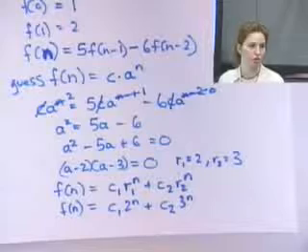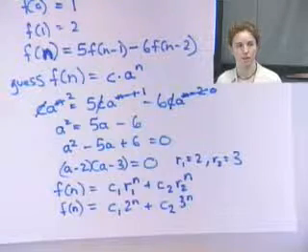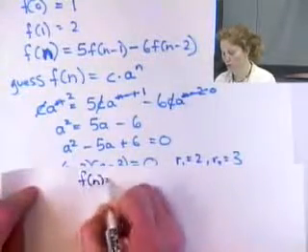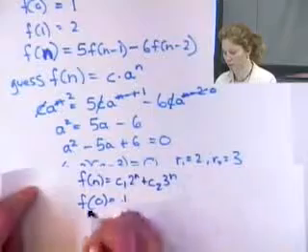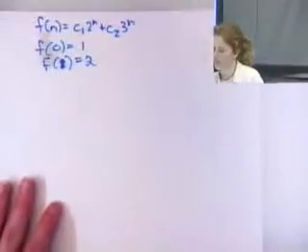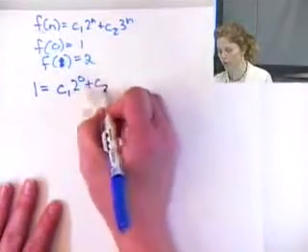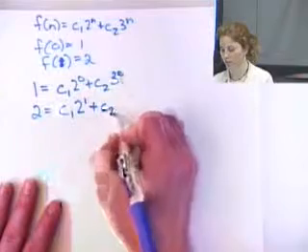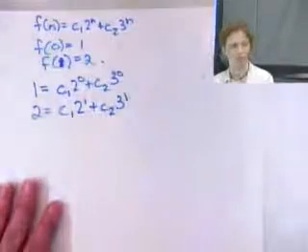Okay, so now we have to find C1 and C2. And remember that we had to use the basis because we needed two equations and there were two terms in the basis. Right? So we have f of n is C1 times 2 to the n plus C2 times 3 to the n. We have f of 0 is equal to 1, and we have f of 1 is equal to 2. So we use that. So we get 1 is equal to C1 times 2 to the 0 plus C2 times 3 to the 0. We get 2 is equal to C1 times 2 to the 1 plus C2 times 3 to the 1. So I'm just plugging in for the closed form for f of 0 and for f of 1.